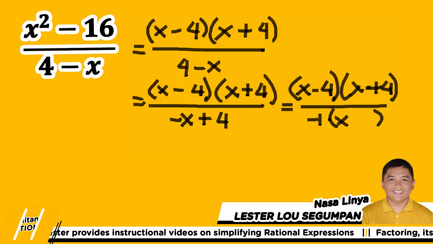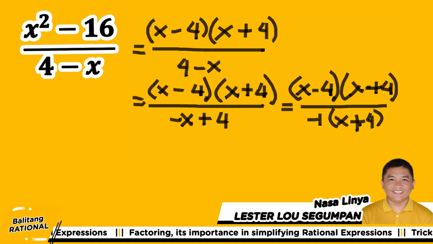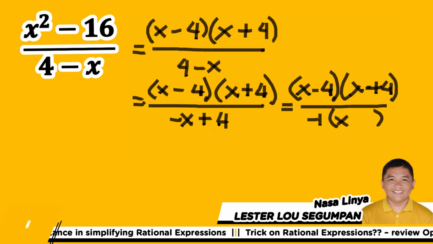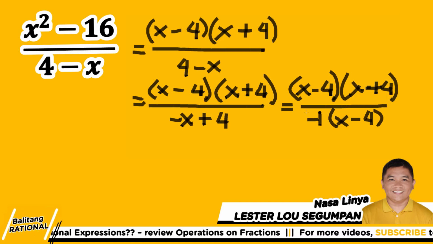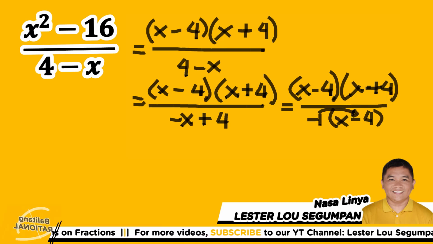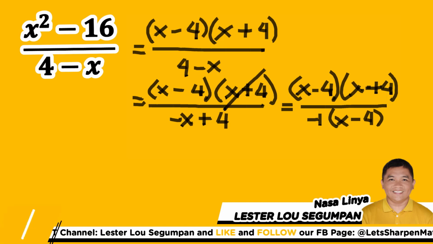Pero mangyayari po dito sa pangalawang term natin, hindi po siya matitirang plus 4. Kasi nga po, we take out or we factor out negative 1. It would mean that when we factor out negative 1 from positive 4, what remains po is negative 4. Kasi nga, yung addition natin is a result when we multiply a negative integer to itself. And if you're going to return this by distributive property, negative 1 times negative 4, it will return you to positive 4.